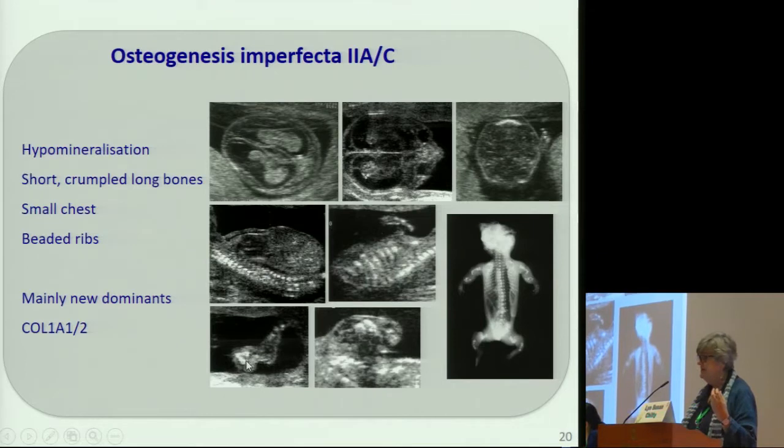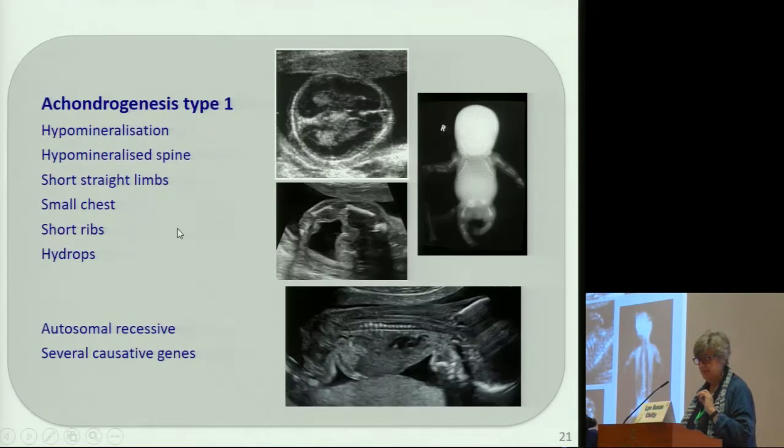The bones can be really difficult to identify. They can be very crumpled. So this is the lower bone, the tibia here. This is the humerus here, very crumpled, multiple fractures. And this is a postnatal X-ray, and the skull was so soft that it disintegrated at delivery. These are mainly new dominant mutations, but the recurrence risk is about 4 to 5% because of parental germline mosaicism.